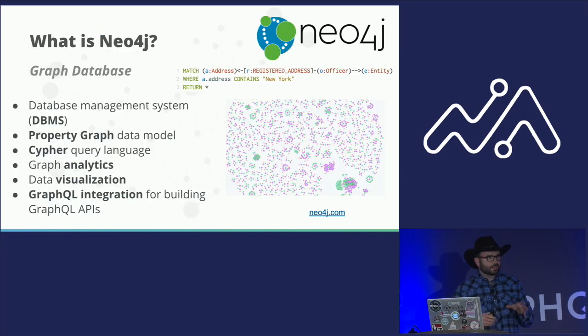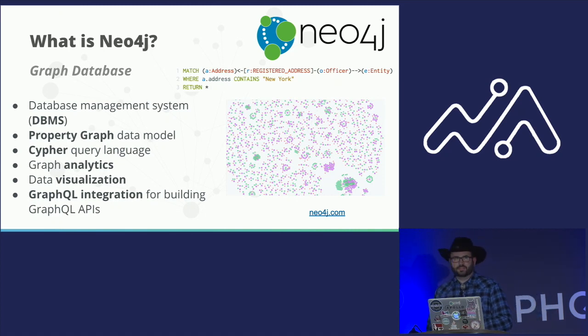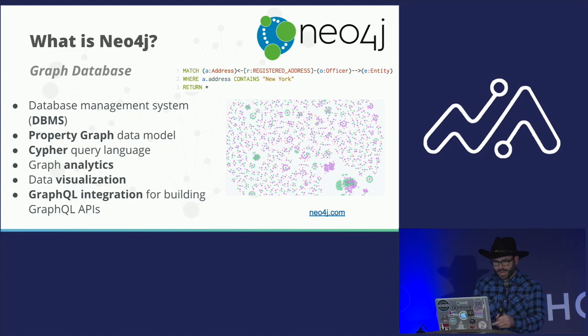So here's a little bit about Neo4j. This talk is not about Neo4j. It's just helpful to understand some of these concepts as we dig into some examples here. So Neo4j is a graph database. What that means is the data model, unlike tables or documents, is a graph. Specifically, we call this the labeled property graph model. And we use a query language called Cypher to query the data in Neo4j. You can think of Cypher as kind of like SQL, but for graphs.